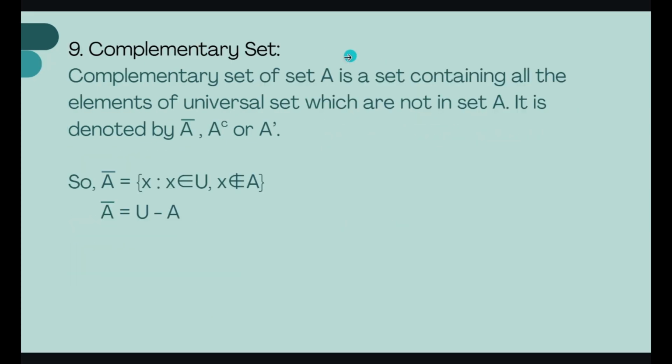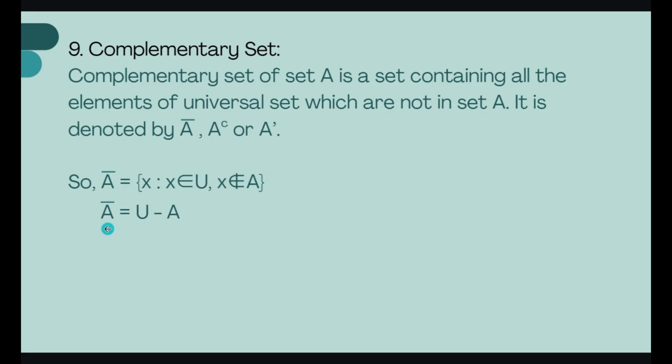And the last type of set, complementary set. Complementary set of set A is a set containing all the elements of universal set which are not in set A. It is denoted by A bar, A to the exponent C or A apostrophe. It might be confusing, but I'll tell you clearly. So A bar in the form of set builder method can be represented as x such that x belongs to universal set, comma, x does not belong to A.